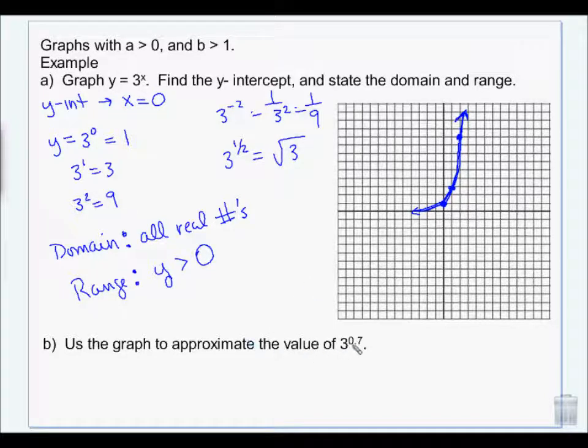Now, if we're going to use the graph to approximate the value of 3 to the 0.7, well, our exponent is the x. So here the exponent is 0, here the exponent is 1. 3 to the 0.7 is somewhere in between there. So like here maybe right about there. Would you agree? We're estimating. So we say it is approximately 2-ish. It's an estimation. It doesn't have to be exact. Just 0.7 is somewhere between 0 and 1, and when I hit somewhere between 0 and 1, I'm about at 2. Does that make sense? Okay.